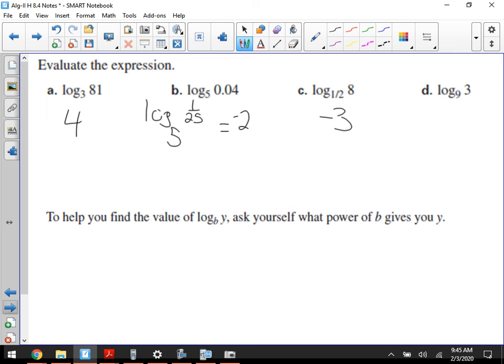And then lastly, we just did this one, log base 9 of 3. 1/2, very good. Remember, it means 9 to what power is 3. So it's the 1/2 power.